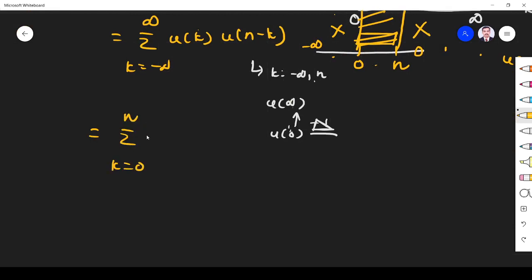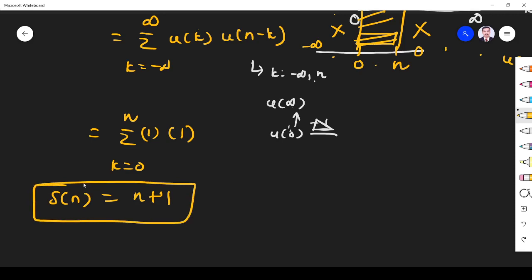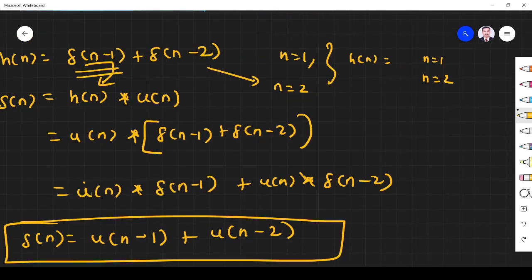When k is from 0 to n, u of k is 1, and u of n minus k is also 1. So the summation for k from 0 to n of 1 is n plus 1. That is our step response. Okay, so this is a beautiful problem. You can write this as u of n, because this value is only for n greater than 0. That's why we are adding u of n. Otherwise, this answer is also right. Both give the same answer. So this is the step response.